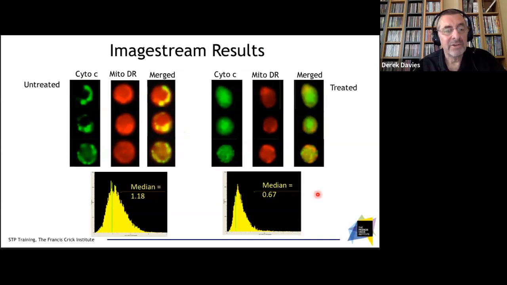So it shows that we don't have to use a traditional or conventional flow cytometer to look at apoptosis. We can also use an imaging flow cytometer.